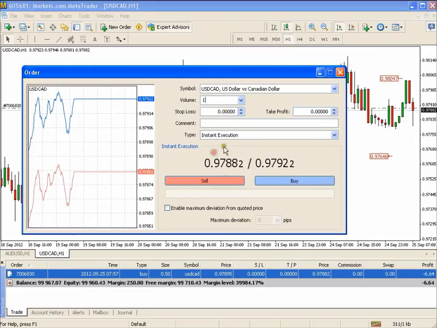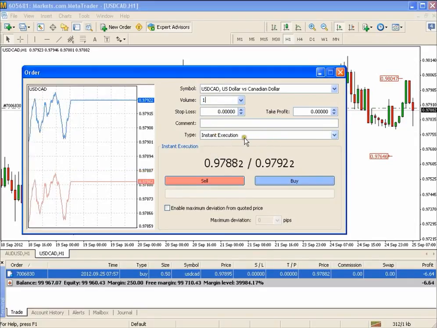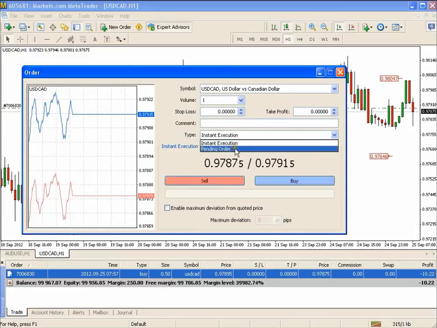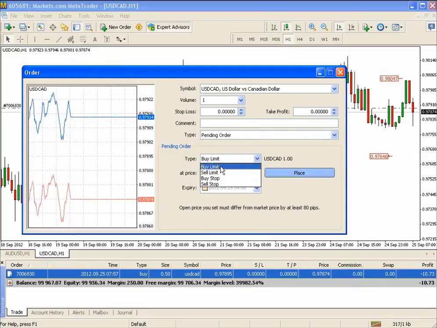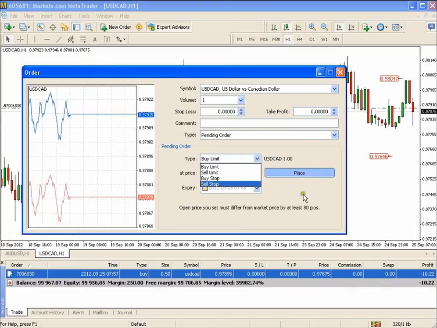Let's put this one in at a 1. Now under type, we have instant execution. This is what we were just doing. It means that we are entering the market immediately. If you click on it, you can go to pending order, and you'll see this bottom section has changed. Now there's 4 types of pending orders. You'll see you have a buy limit, a sell limit, a buy stop, and a sell stop. It does start getting a little tricky.